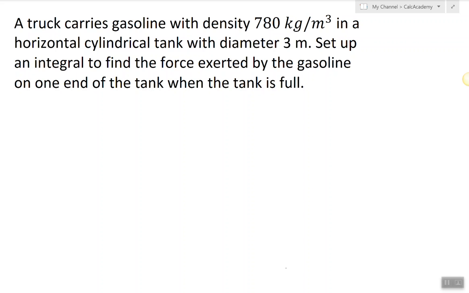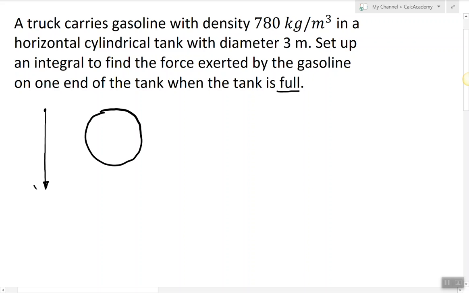In this video, we'll show how to set up an integral to find the force exerted by the liquid on a vertical plate. In this case, we have a circle of diameter 3. So let's draw a picture, and it's filled with water. So let's introduce the coordinate system. It's going to be a one-dimensional system. The x-axis will be pointing down, starting at the top of the cylinder.